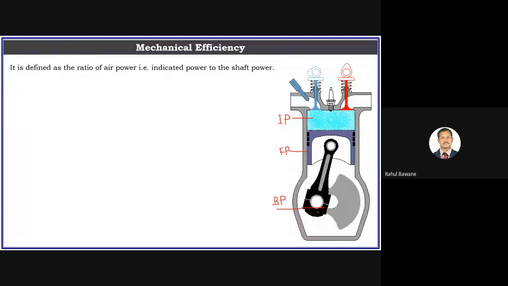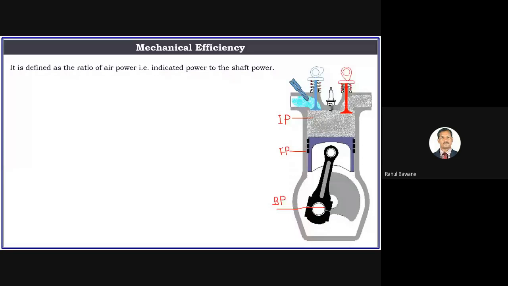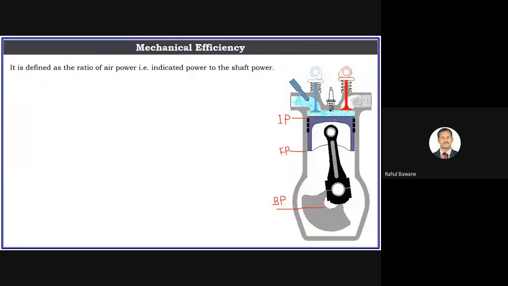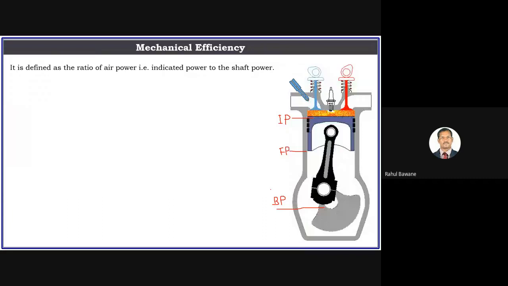In a compressor, with the help of an electric motor or prime mover, we are supplying power to the crankshaft. Then there will be friction when the piston actually starts moving. After friction, whatever power remains is actually utilized to compress the air. That means in compression, power flow will be in this direction.